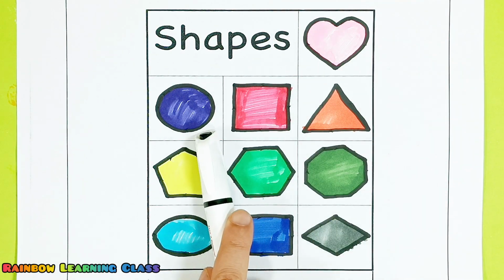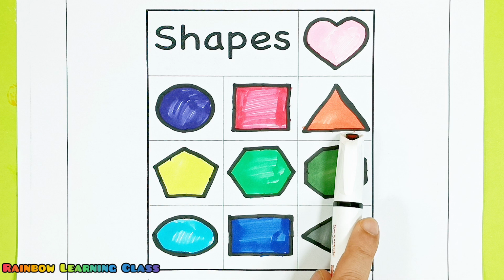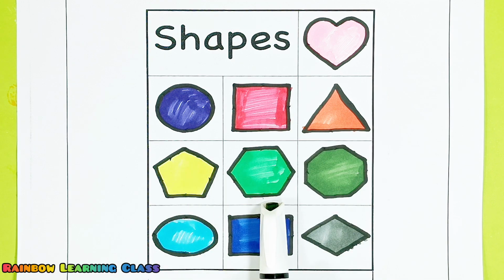Heart. Circle. Square. Triangle. Pentagon. Hexagon. Oval. Rectangle. Diamond.